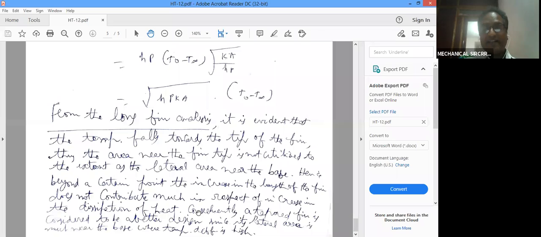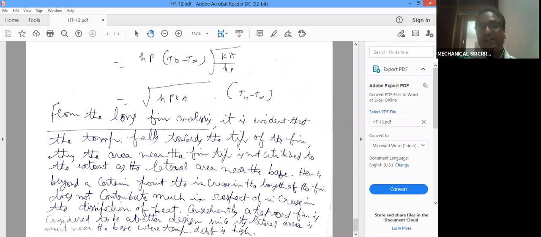Consequently, a tapered fin is considered to be a better design, since its lateral area is much near the base where the temperature difference is high. So if you keep increasing the length of the fin, the heat dissipation may not increase that much. To some extent you can increase the length of the fin, but after a certain length you cannot increase further. At that instance, instead of a rectangular fin, you can go for a tapered fin.